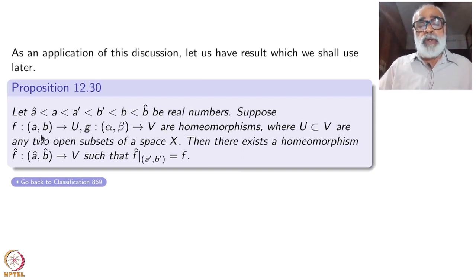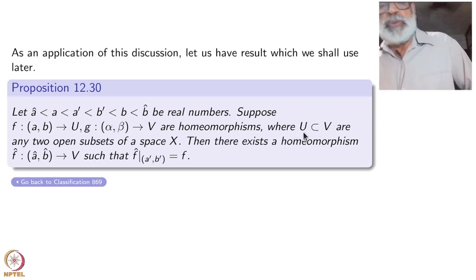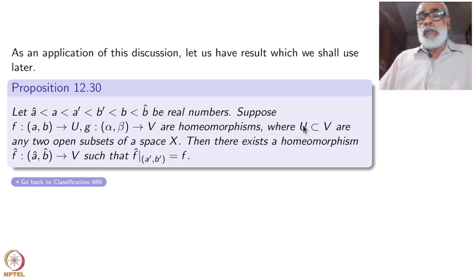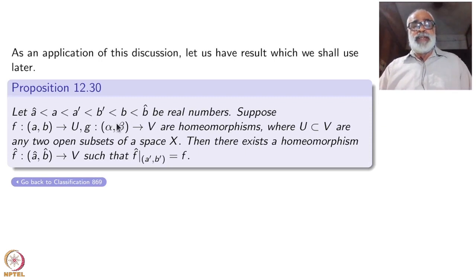F is already a given homeomorphism on a smaller subset, AB. Now (A hat, B hat) is a larger open subset of AB. On this side, V is a larger open subset of U. So this homeomorphism is getting extended to a larger interval, to a larger open set. So that is the proposition.